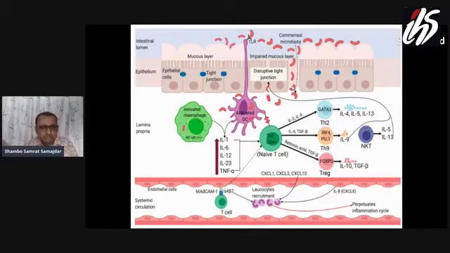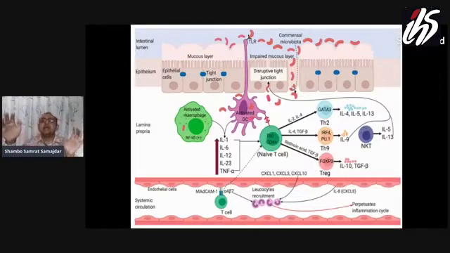So there is a disruption of tight junction, and bad microbiota enter, so the vicious cycle of autoimmunity starts. Here we can understand that the friend is only Treg and FOXP3, producing interleukin 10 and TGF beta, which helps to prevent inflammation.